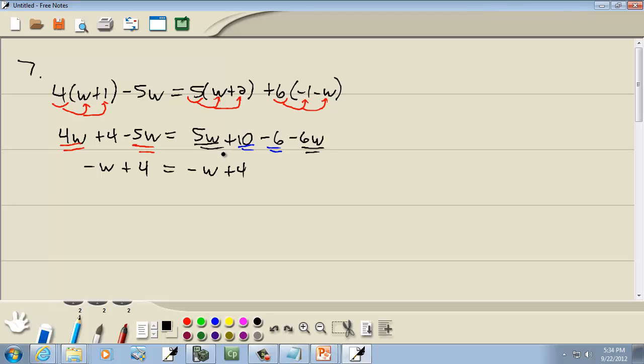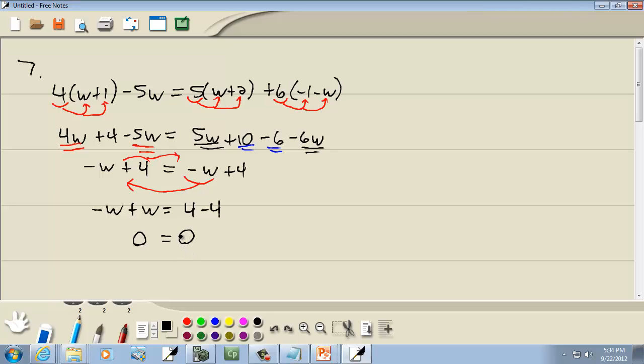Now our second step is get rid of fractions. We don't have any. Third step is get everything with a w on one side, numbers on the other. So I'll take negative w to the left side and take the 4 to the right side. Remember, when you take anything across the equals, the sign changes. So negative w becomes a positive w. The positive 4 becomes a negative 4. Well, combine together numbers at any step, combine together like terms. Negative w plus w gives you 0. 4 minus 4 gives you 0.